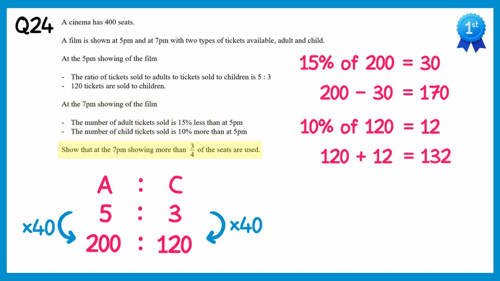We've been asked to show that at 7 PM more than 3/4 of the seats were used. So if we add up the seats that were used, there were 170 for adults and 132 for children, which gives you 302. Now right at the start of the question, you're told the cinema has 400 seats.